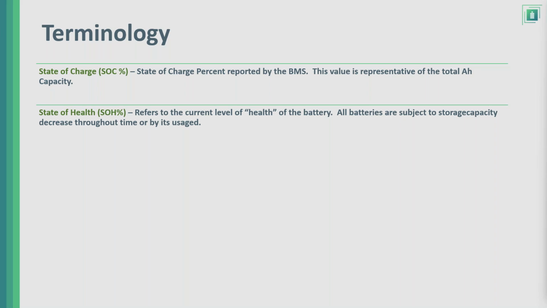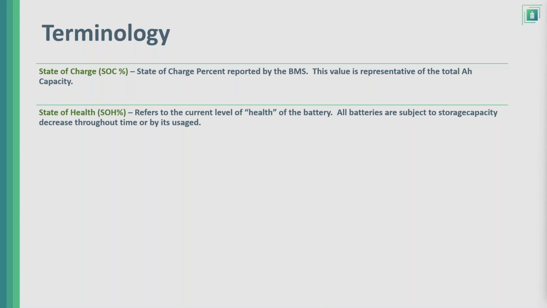So state of health is a value that is sent from the battery to the inverter. And if we have monitoring applications, we will be able to see where our battery is, based on the time that has gone by.